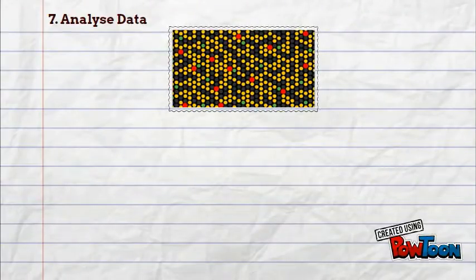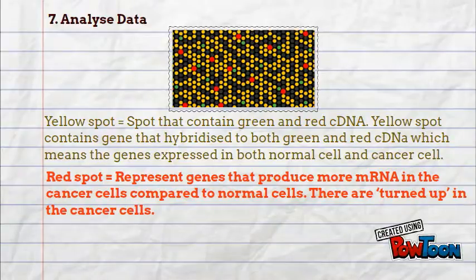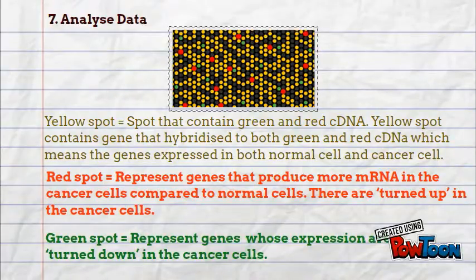From the figure shown, yellow spot represents genes that are expressed in both normal cells and cancer cells. Red spot represents genes that are turned up in cancer cells. Lastly, green spot represents genes that are turned down in cancer cells.